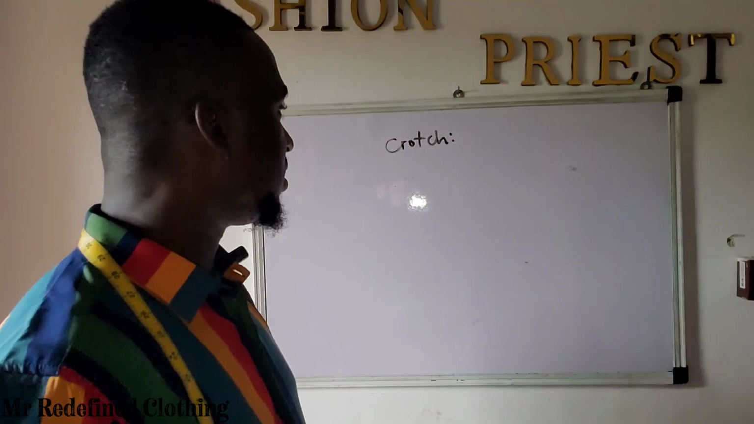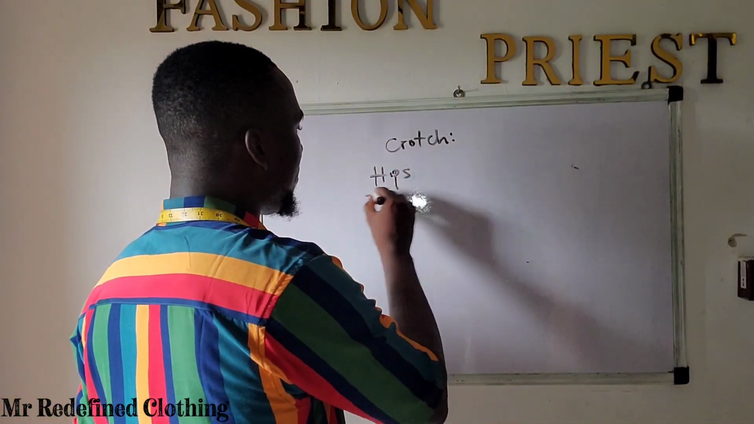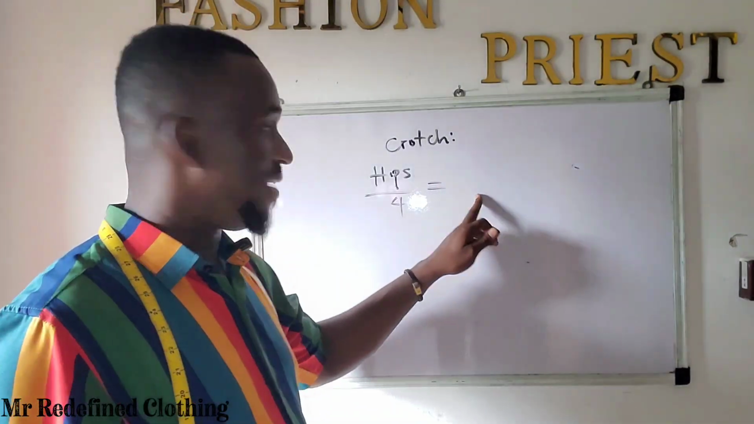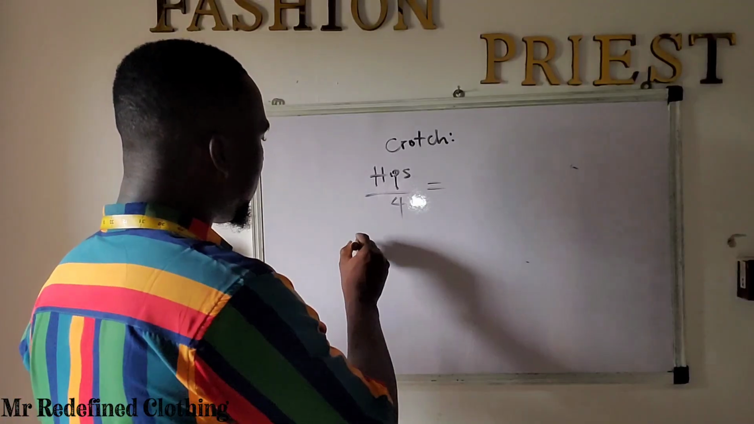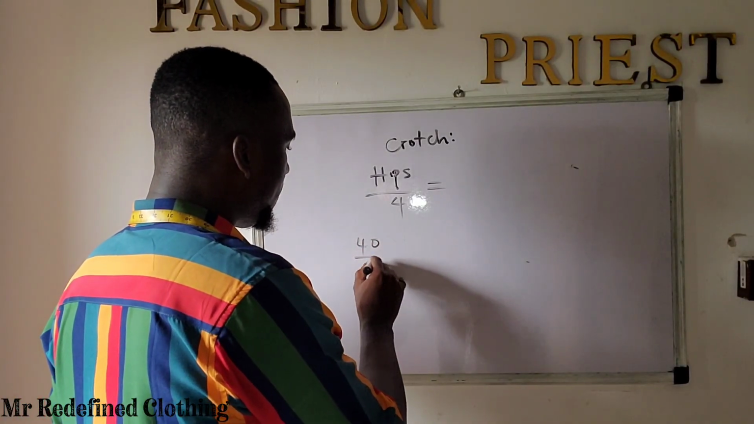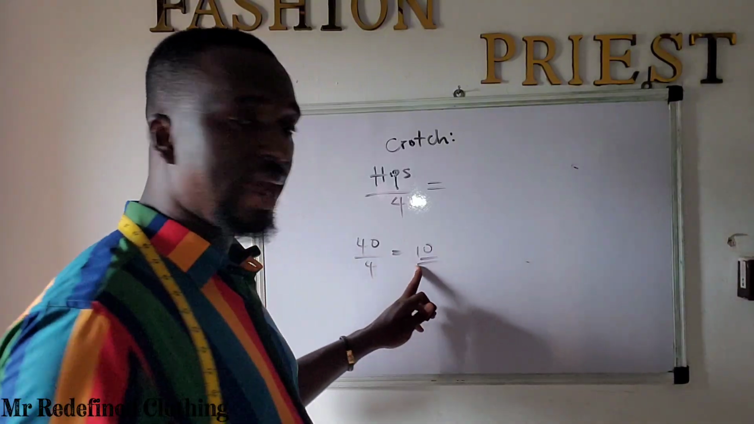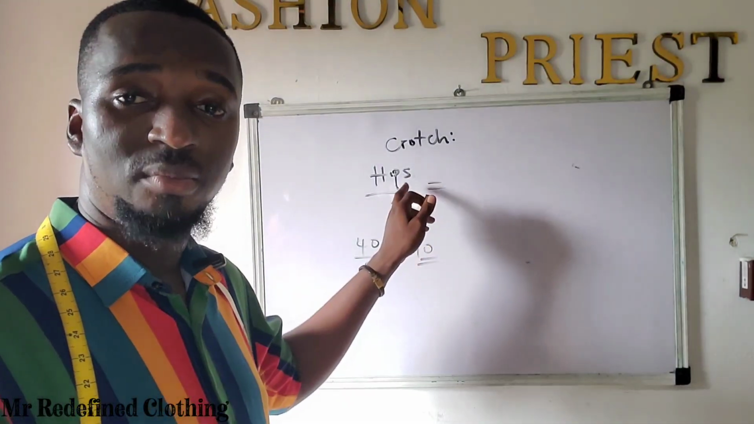How I do my crotch is that I use my hip measurement divided by 4 for my crotch value. I divide my hip by 4 for my crotch value, right? For example, if my hip is 40, I'll divide by 4. That equals 10, so my crotch is 10, right? But I still have some considerations I make on this formula.